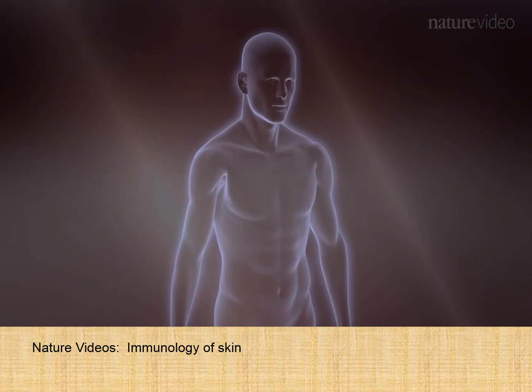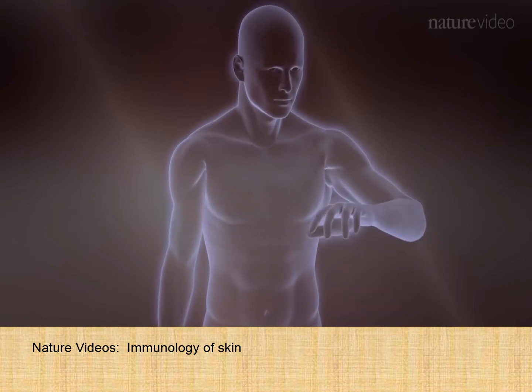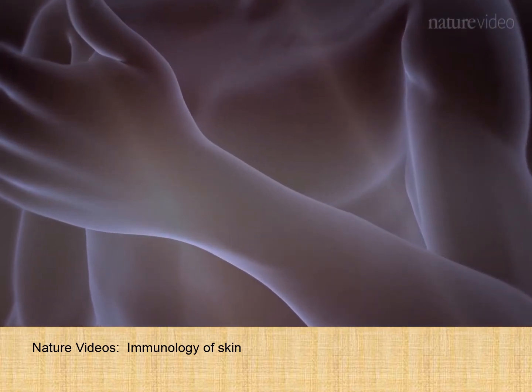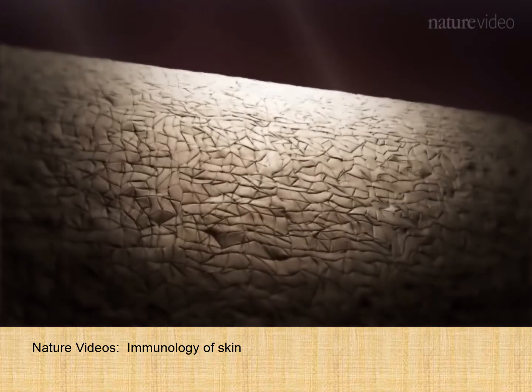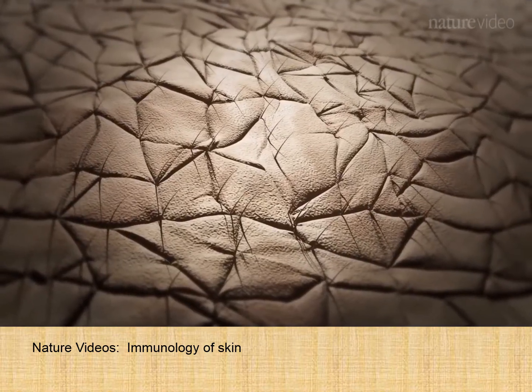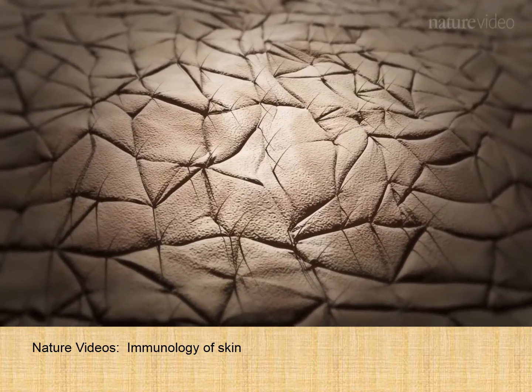Now let's look at the immunology of skin in detail. The skin is the body's primary barrier against physical insults and microbial pathogens. It represents a unique environment in which immune cells interact with skin cells to maintain tissue homeostasis and induce immune responses.